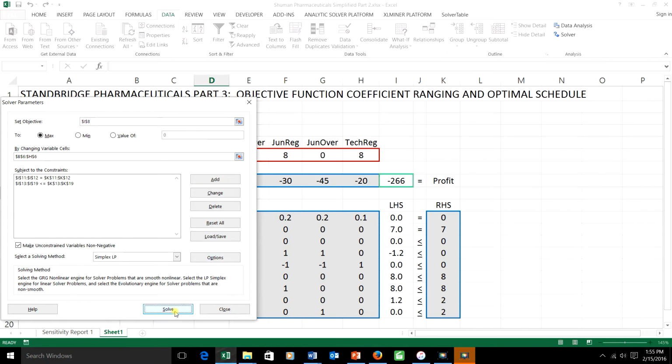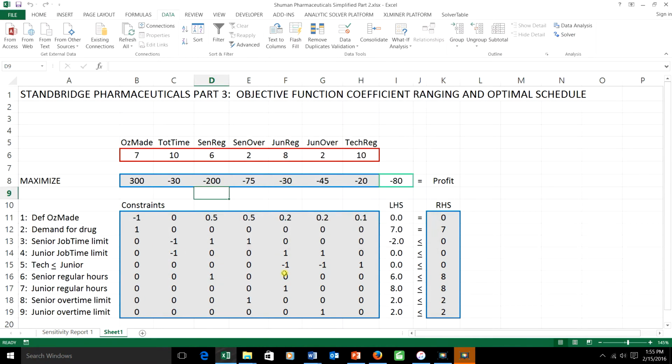Running Solver again says, no way. I'm still losing money at $80, but the senior chemist is being used for no more than 6 hours now. Because he costs more money, I've changed my optimal schedule. So what did we just see? If a change in a coefficient is not too big, the optimal schedule stays exactly the way that it was before. But if the change is big enough, we expect a change in the optimal schedule.